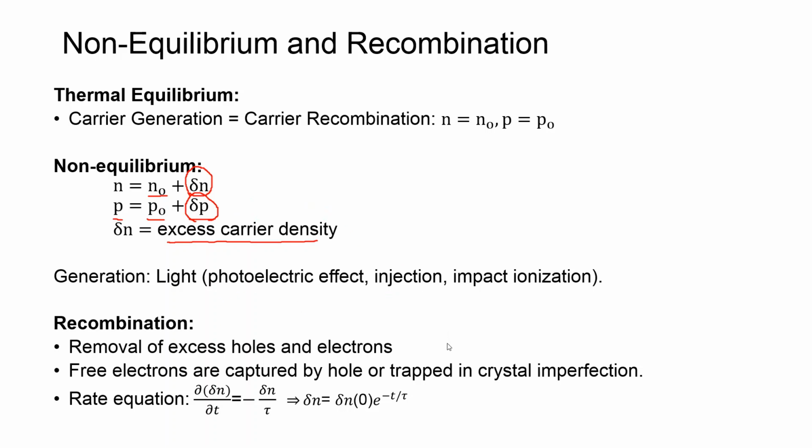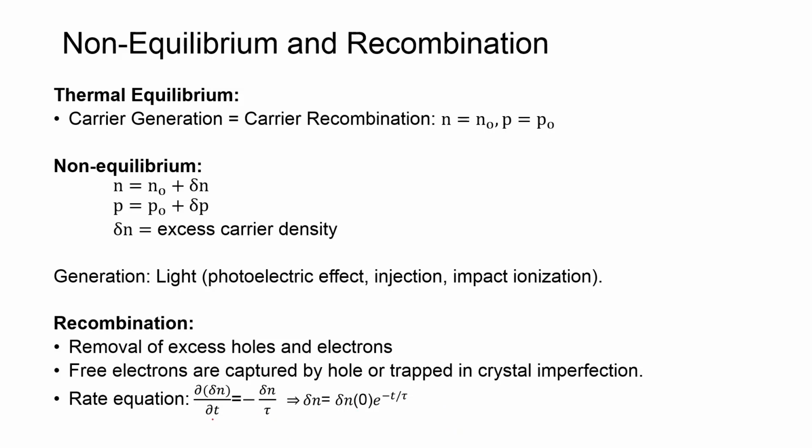Then there is the concept of recombination, as we have discussed just now. This is the removal of excess holes and electrons from the device or from the material. The free electrons are captured by holes, or they are trapped in crystal imperfections. So they are not free to move anymore, and we say that these electrons have recombined.